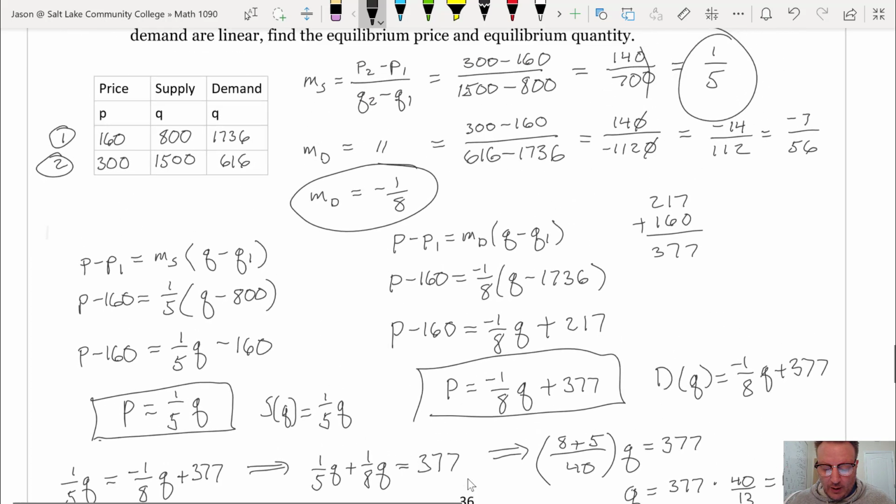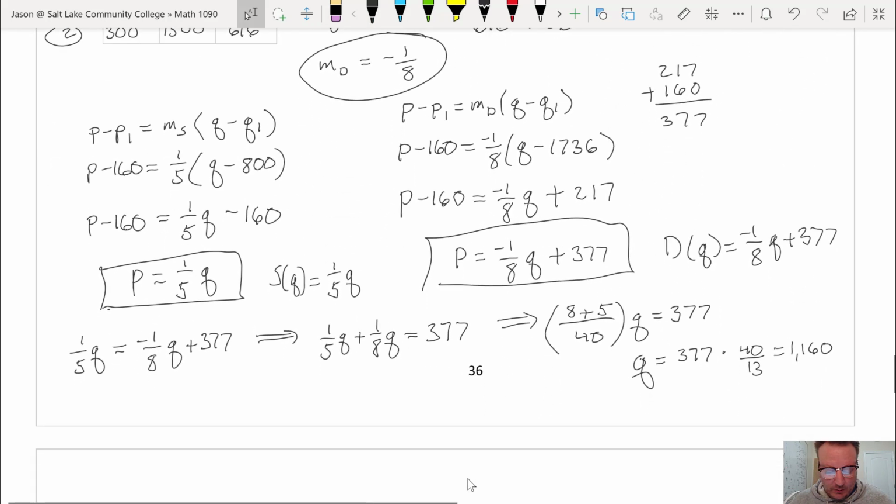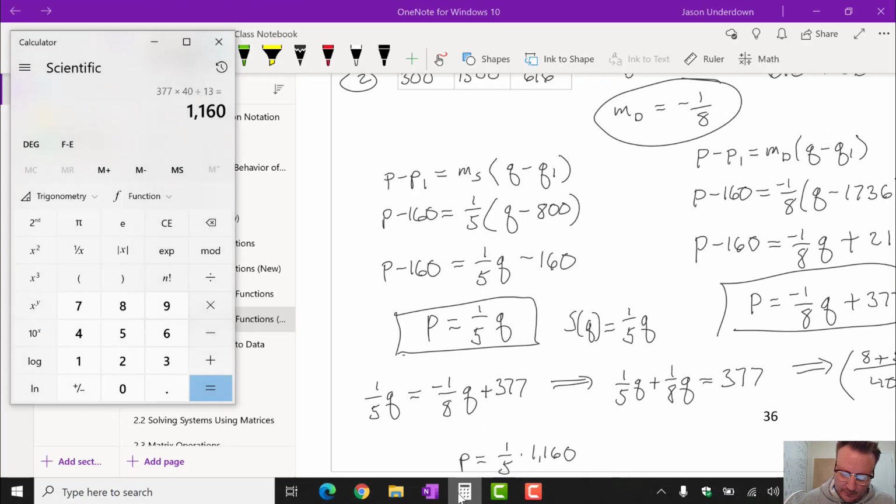So we know the equilibrium quantity now. What about equilibrium price? Well, you got to remember the price from both functions will be the same, so it doesn't matter which function we use to evaluate the price. But since the supply function is so much simpler, I'm just going to use that. So I'll do it over here. P is equal to 1/5 times 1,160. I could probably do that, but I'm just going to use the calculator. 1,160 divided by 5 is 232.